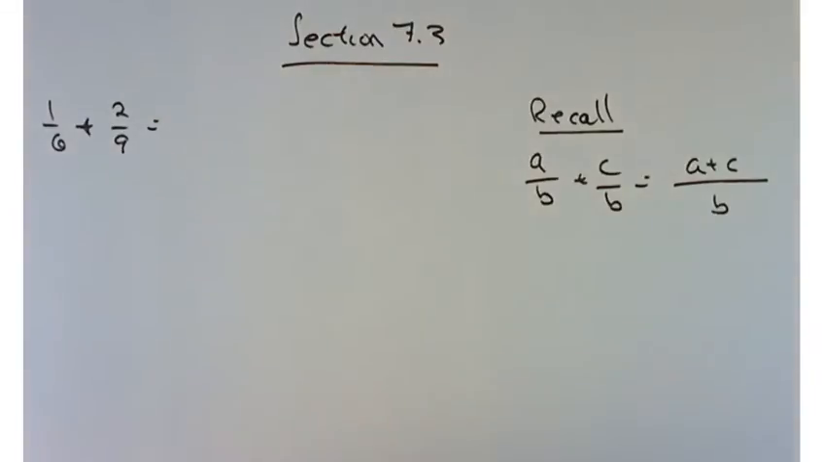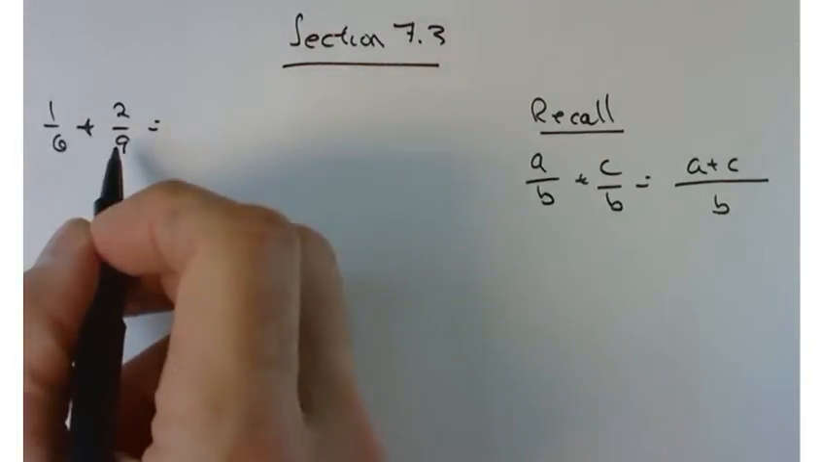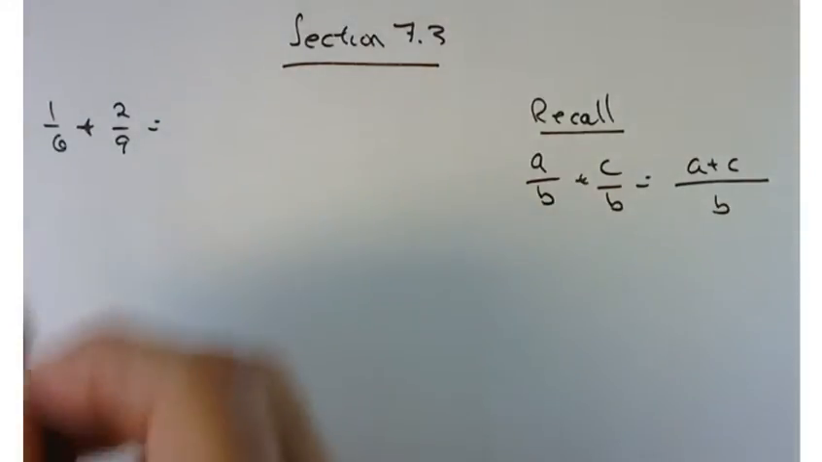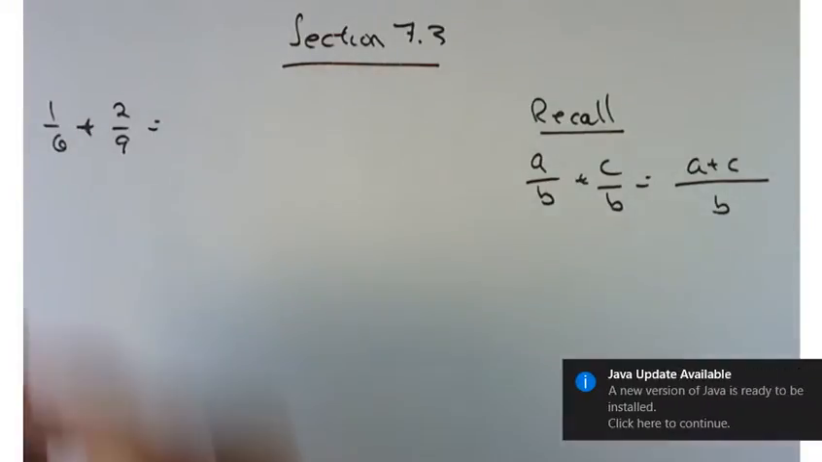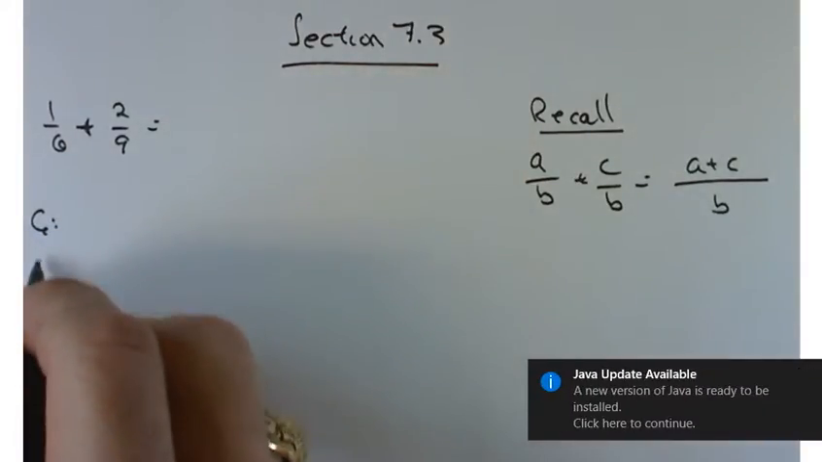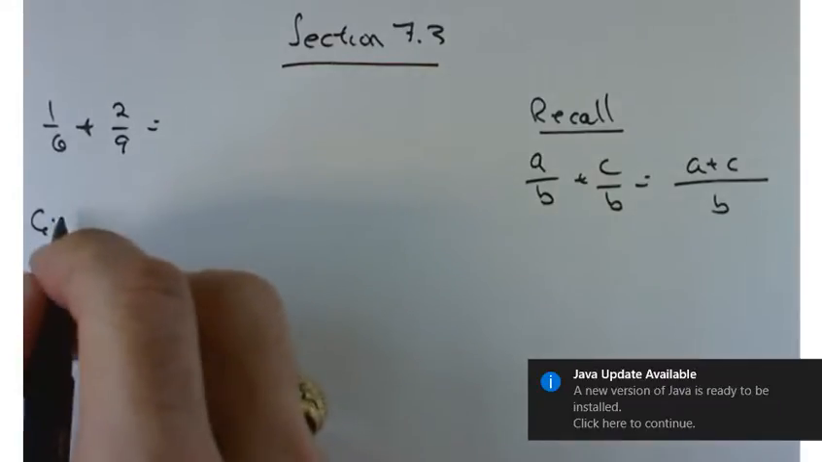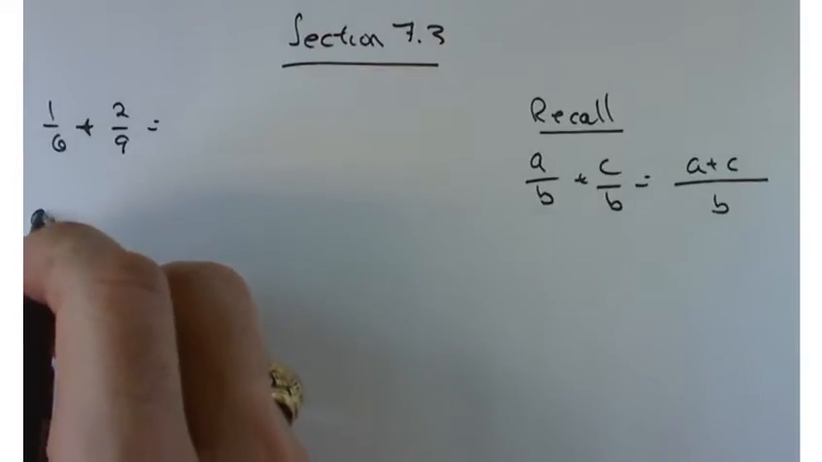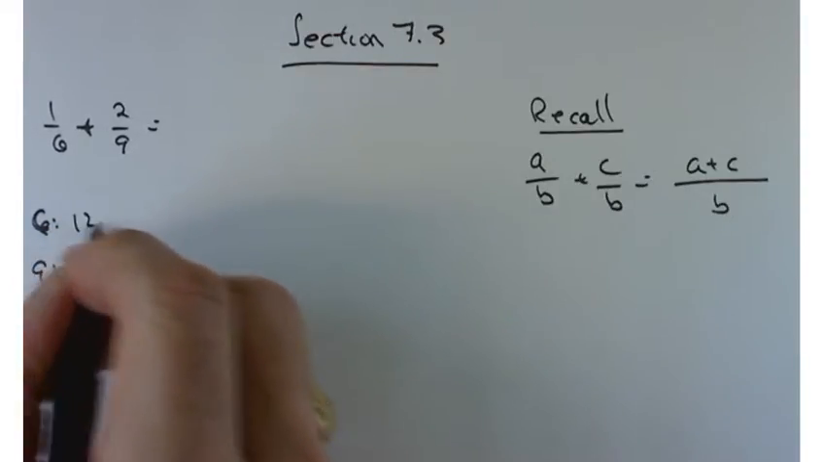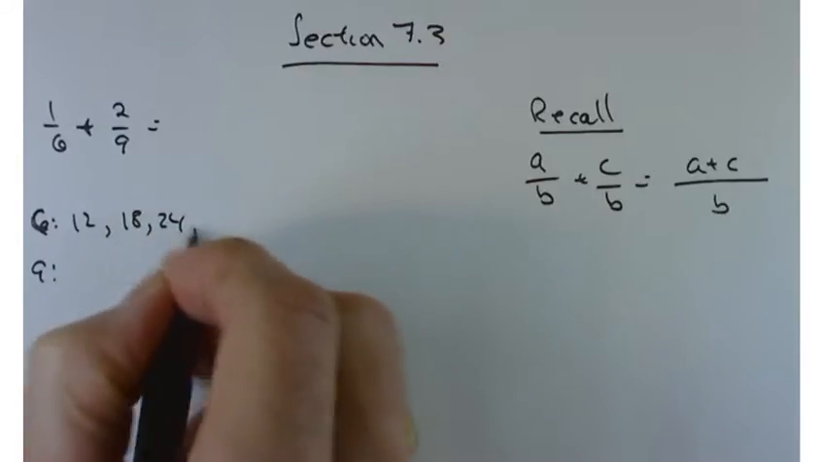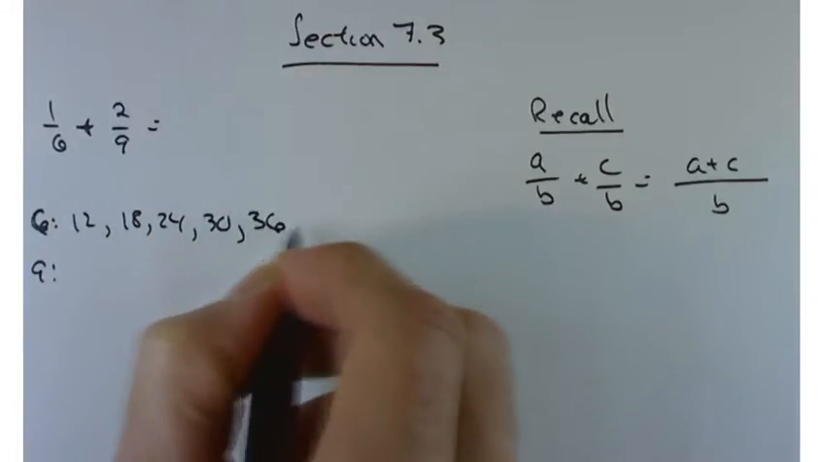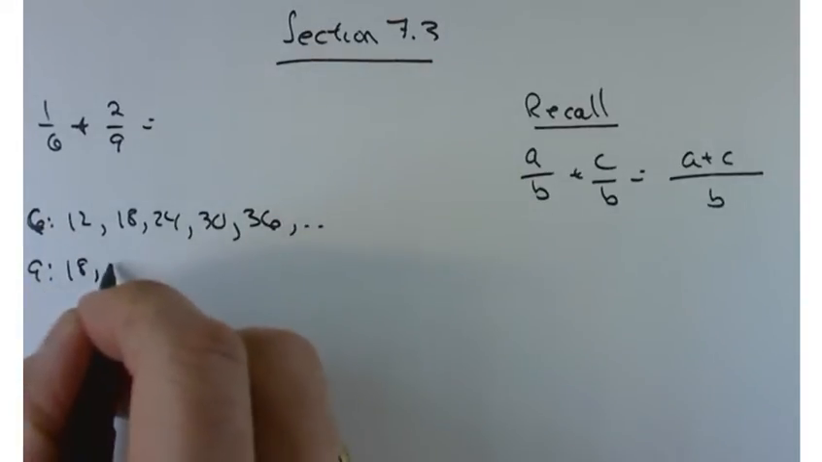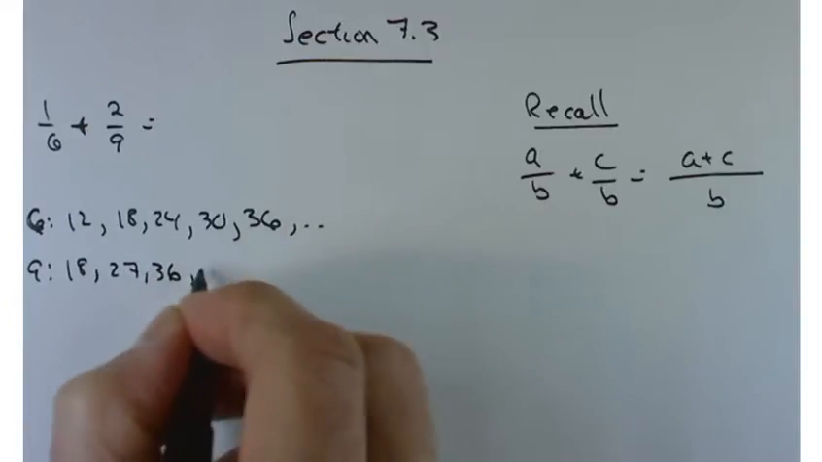So, for instance, in doing something like this, 1/6 plus 2/9, there's a couple things you're going to need to do. First of all, you're going to need to figure out what the common denominator is. So, one way to do that is this way. List all the different multiples of your denominators. So, 1 times 6 is 6, 2 times 6 is 12, 18, 24, 30, 36, etc. The multiples of 9 would include 18, 27, 36, etc.